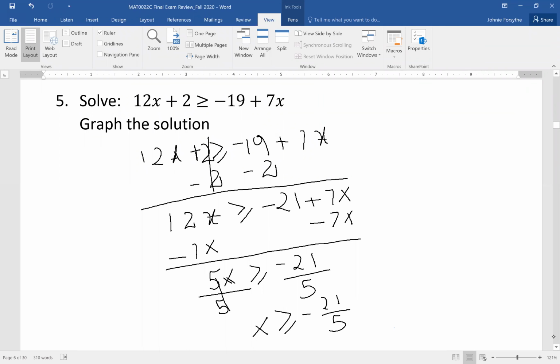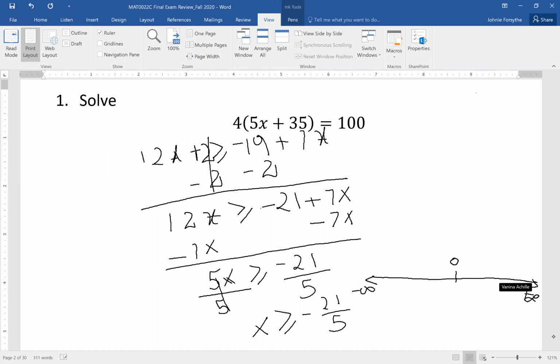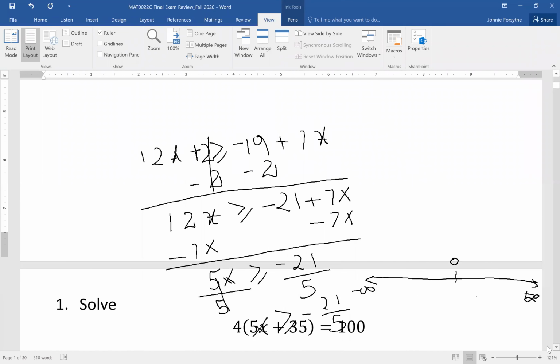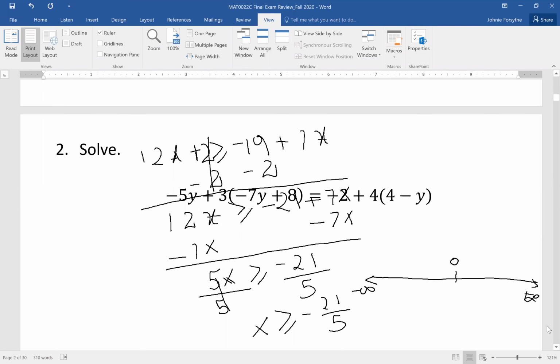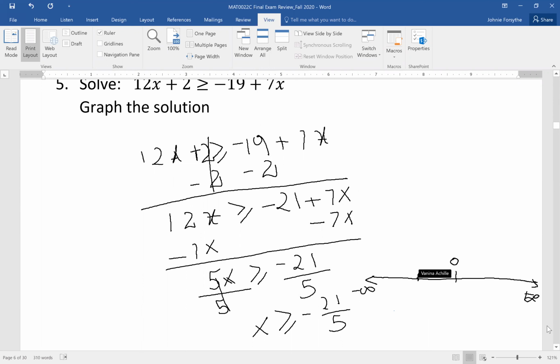Now we need a number line to graph this. It helps when you have a number line for you to have some reference points. So I usually have 0, negative infinity, positive infinity. This is a continuous line. Now I can go ahead and put exactly 21 over 5 where it goes, but it doesn't really matter at this point. So I know it's a negative number, so I'm going to put it somewhere over here. Let's say that's negative 21 over 5.